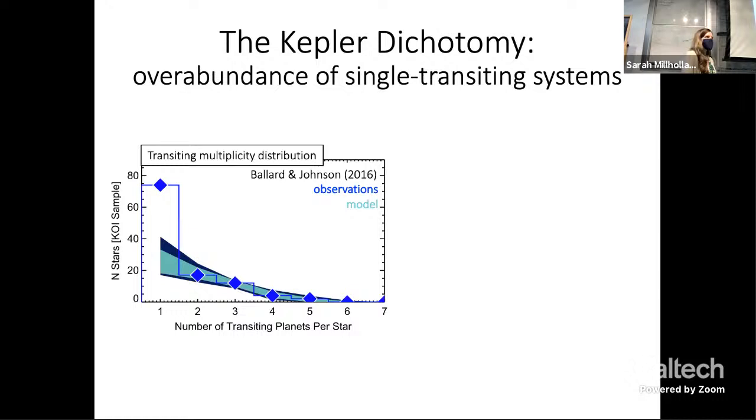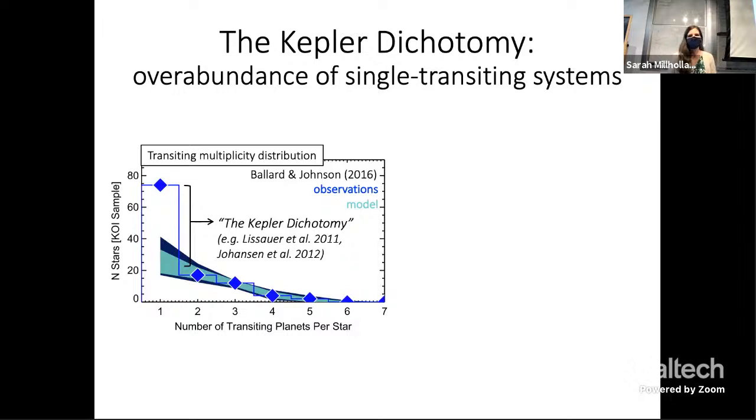This distribution reflects the number of stars that we see with just a single transiting planet compared to two, three, or four, or so on. This distribution shows that there's an apparent excess of systems with just one transiting planet compared to the number of singles that we would expect to see based on extrapolations from the 1 to 2 degree mutual inclination dispersion of the transit multis. And so this discrepancy is another example of one of these architectural anomalies, and it's known as the Kepler dichotomy.